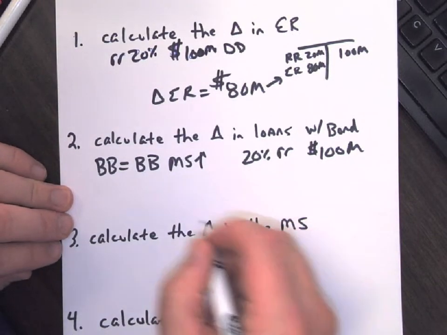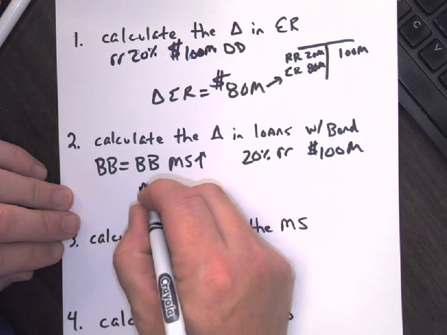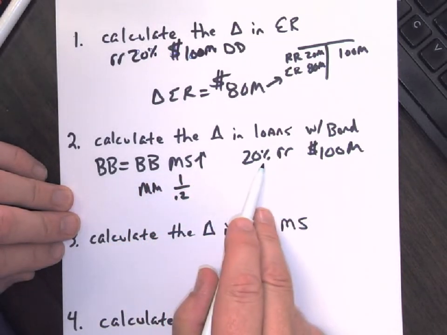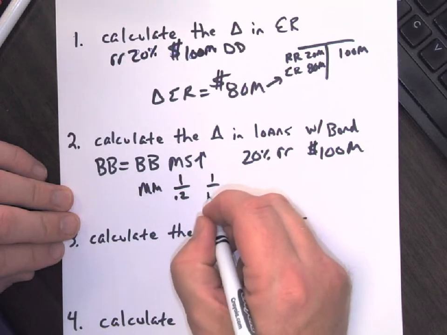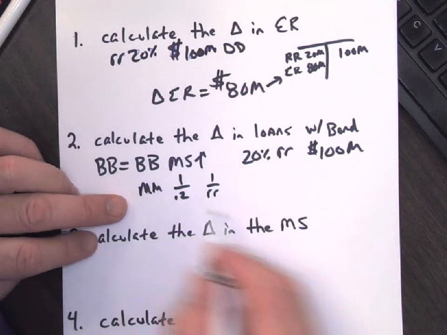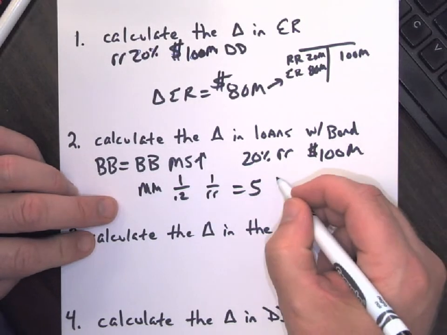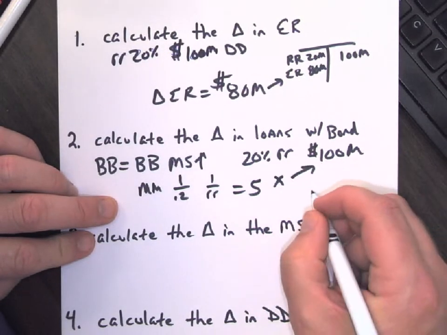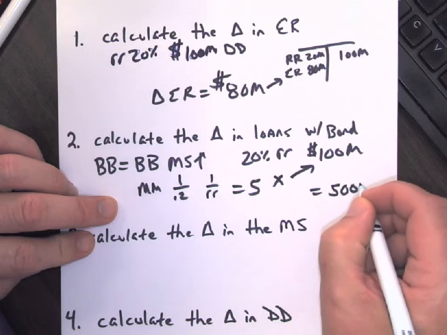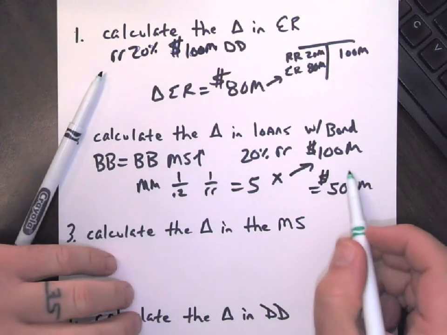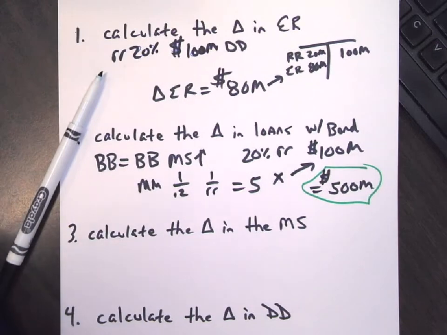So now I'm going to take my money multiplier, which is 1 over 0.2, because remember I have a 20% reserve ratio, and that formula is 1 over the reserve ratio. So 1 divided by 0.2 is going to equal 5. Now I take that 5 times my 100 million, that's going to equal $500 million, which is the change in how much loans will be created from that.